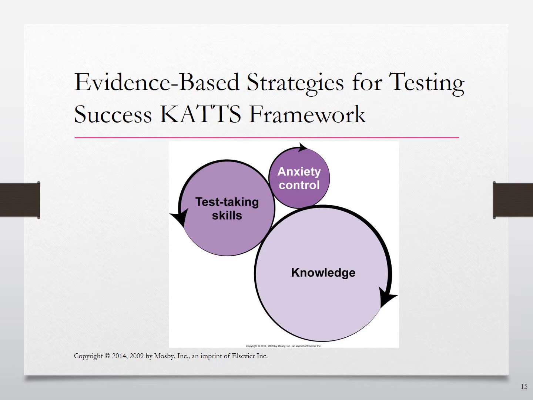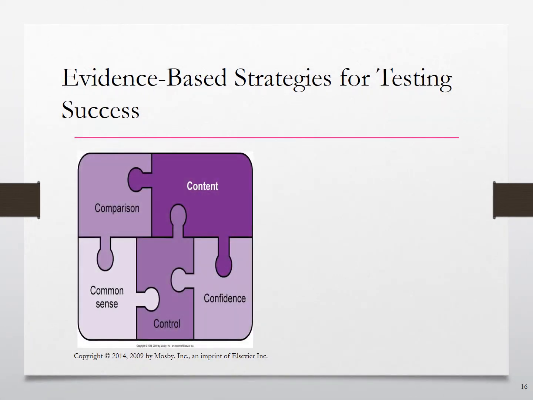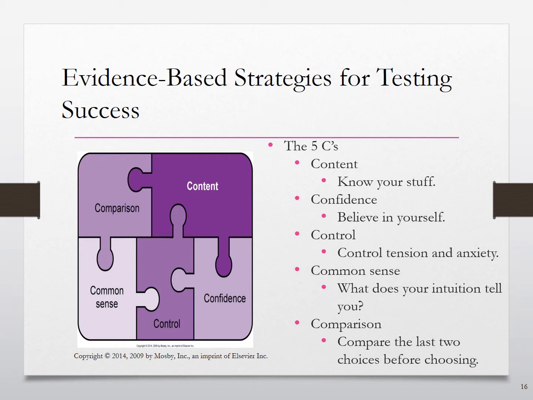The CATS framework includes test-taking skills, knowledge, and control of anxiety. The 5 C's are content, confidence, control, common sense, and comparison. It comprises another model for success in taking the NCLEX RN exam. So let's look at the evidence-based strategies for testing success. The 5 C's: content, know your stuff; confidence, believe in yourself; control, control your tension and anxiety; common sense, what does your intuition tell you; comparison, compare the last two choices before choosing.